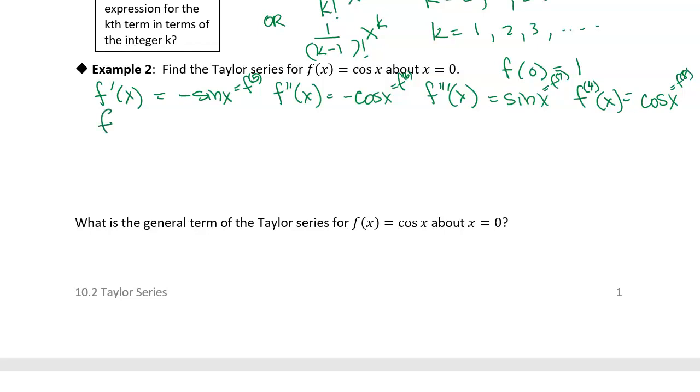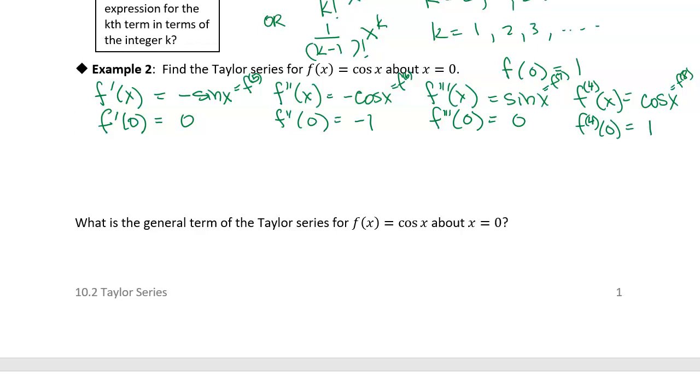All right, so let's find the values of these derivatives at 0. So sine of 0 is 0, so that's just 0. The second derivative at 0 is the negative cosine of 0, so it's negative 1. The third derivative at 0 is, again, it's sine, so it's just back to 0. And then the fourth derivative at 0 is equal to 1. All right, and it cycles again.